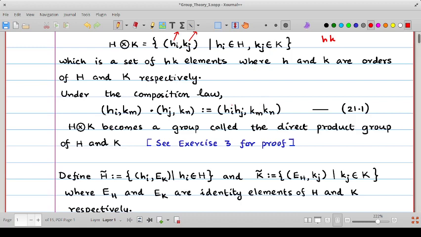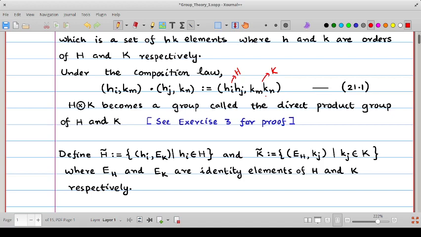So here the product corresponds to the group composition law in H, and here the product corresponds to the group composition law in K. Now under this composition law, the outer product of H and K becomes a group, and it is called the direct product group of H and K. And the proof is given in exercise 3.